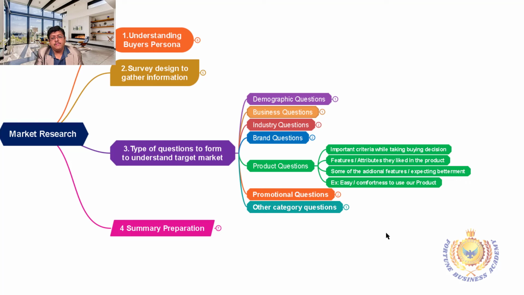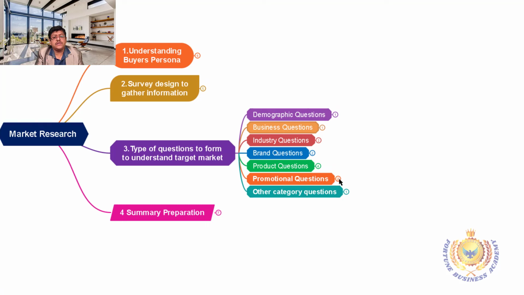Product questions. Important criteria while taking a buying decision. What they consider while buying this product. What will impress them to buy. Features and attributes they like in the product. Some additional features they expect for betterment of the product. Example, ease and comfort of using the product.